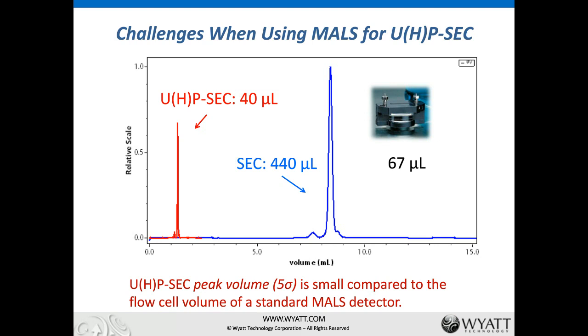Here we show that the 5 sigma peak width is actually around 40 microliters. The full width half maximum is on the order of 25 microliters, just for your reference.